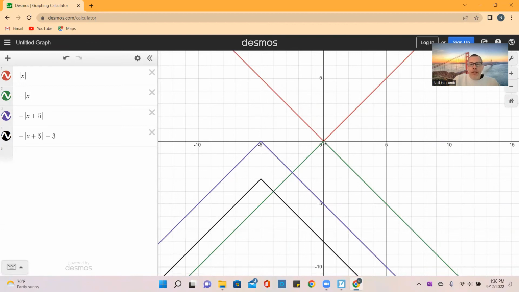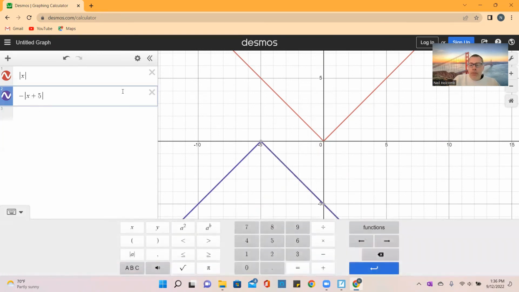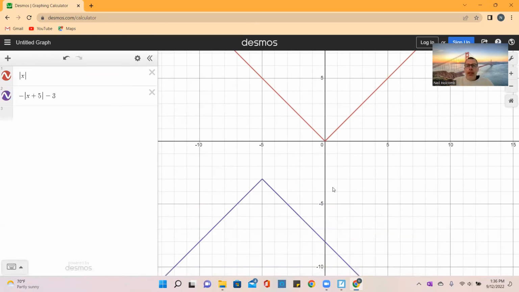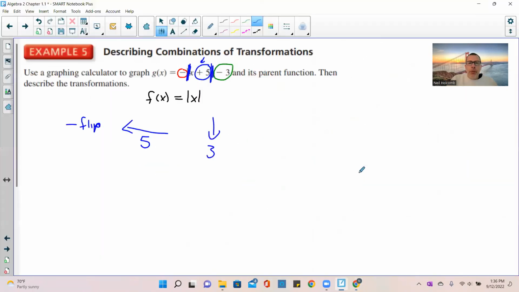So the vertex of the function, if you will, the reflection didn't move it. The shift left 5 put it here. The shift down 3 put it here. And that resulted in this function right here. Okay, so that's what all those components did. Let's get this out of the way. Okay, reflection, shift left, shift down.